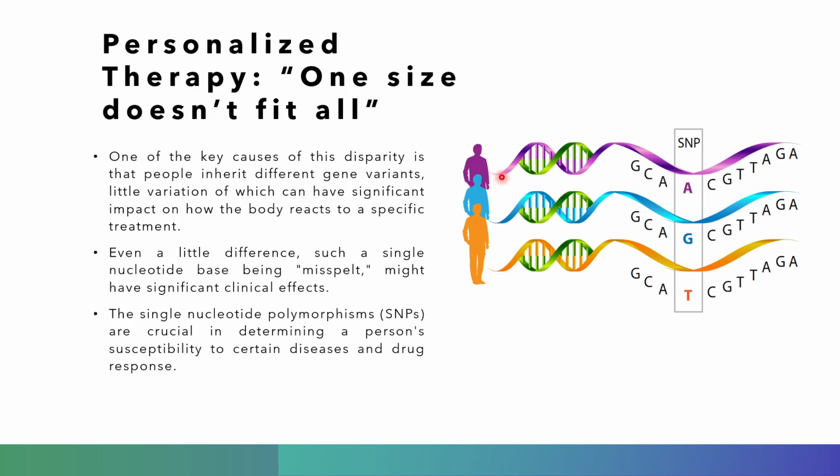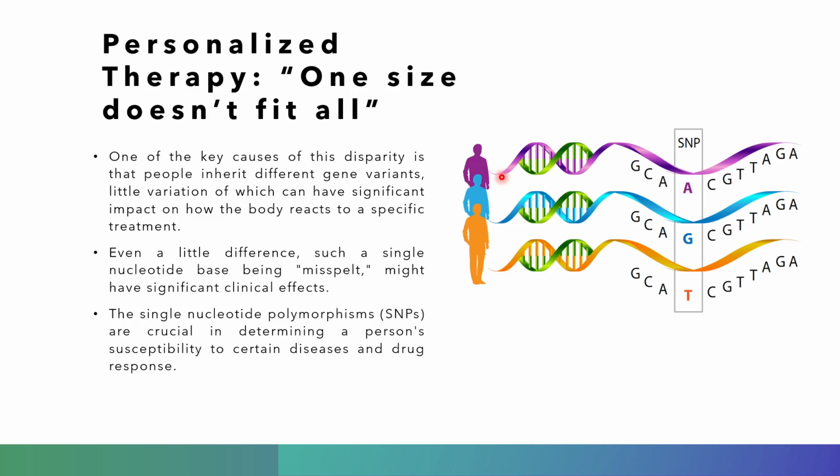So from that point of view, you can understand that there are different types of genetic variation, and if a single nucleotide changes, then that can change a person's behavior, everything about a person, from the genotype to the protein level or RNA level. If the protein becomes different, then functions also become different, right? So single nucleotide polymorphisms are crucial in determining a person's susceptibility to certain diseases and drug response. This is what we need to understand about personalized therapy before starting it. This is just a kind of introduction.